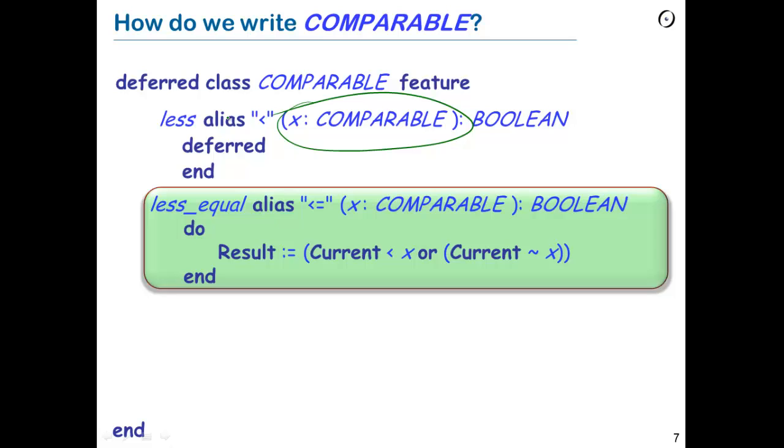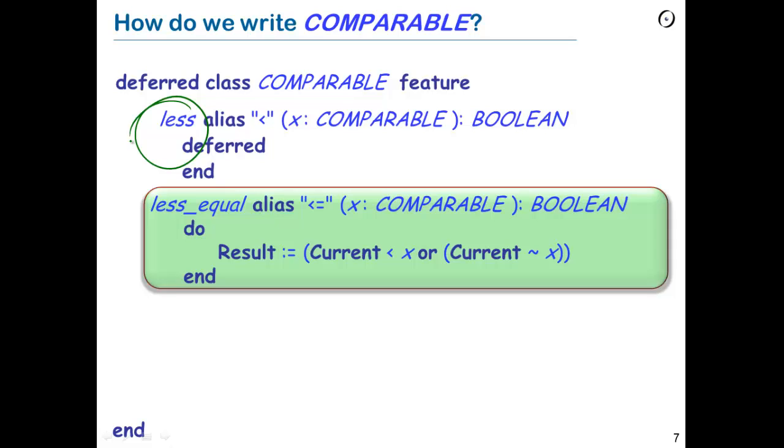What is less equal? Less equal applied to A and B is going to return true if and only if A is either less than B, as defined by less, by the first feature, or equal to B. So that's what the do clause of less equal here tells us. The result is going to be true if either the current object is less than x or the current object is equal to x. This symbol here is object equality, current equals x. So what's really important here is that this feature, less equal, should not be deferred because the implementation is fixed, it's frozen, it's the same for every possible comparable type. Once we have less, then we have less equal through this definition.